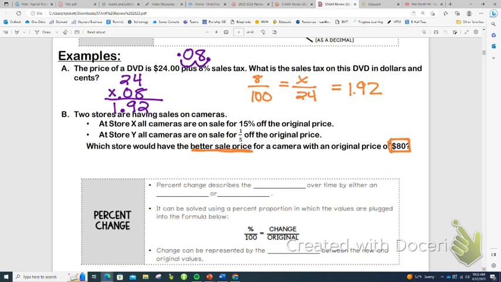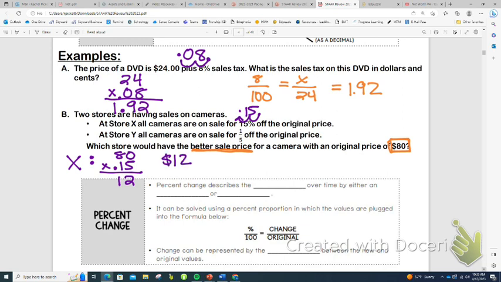So let's solve for store X by using the multiplication version, where we do 80, our total, times 15% as a decimal. Now if I make 15% a decimal, we move that decimal twice, and it becomes 0.15. If we multiply 80 times 0.15, we're going to get 12. So that means that store X is going to take off $12.